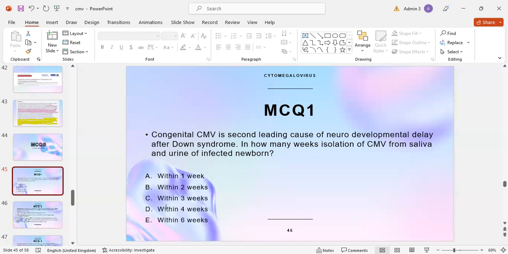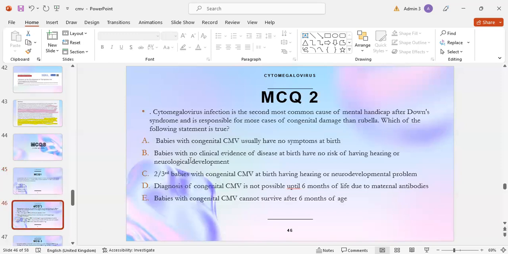Option C is the right answer, within 3 weeks. Cytomegalovirus infection is the second most common cause of mental handicap after Down syndrome and is responsible for more cases of congenital damage than rubella. Which of the following statements is true?